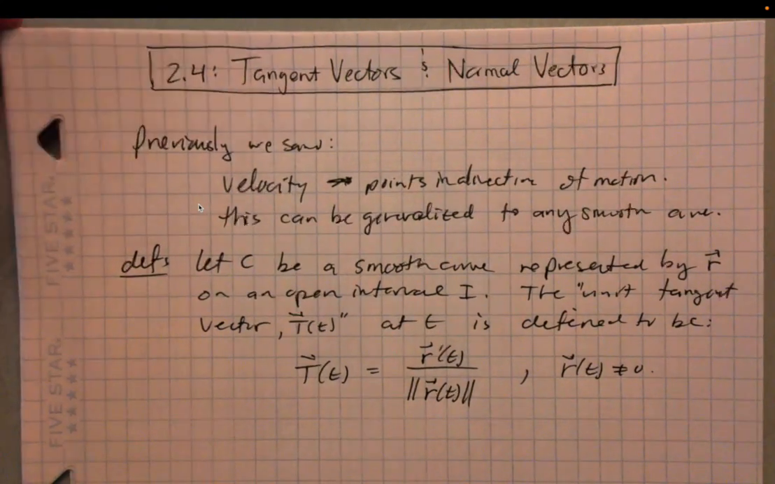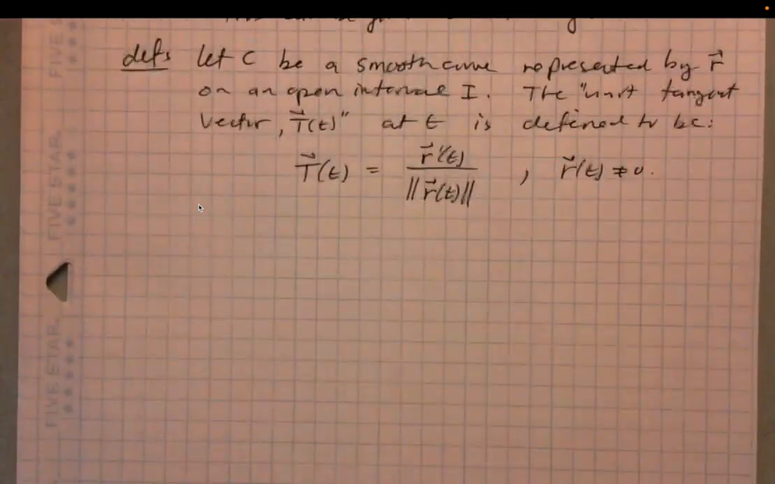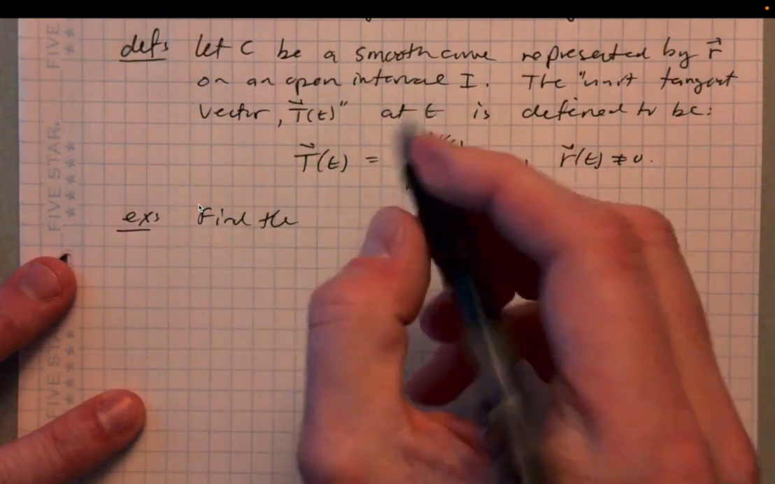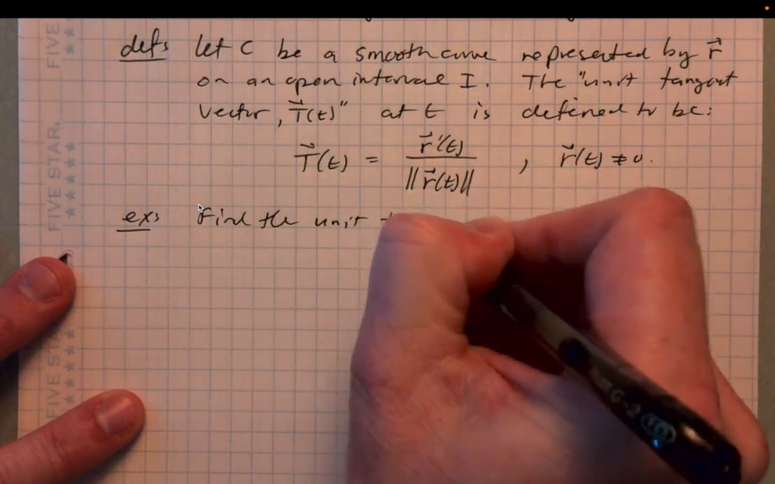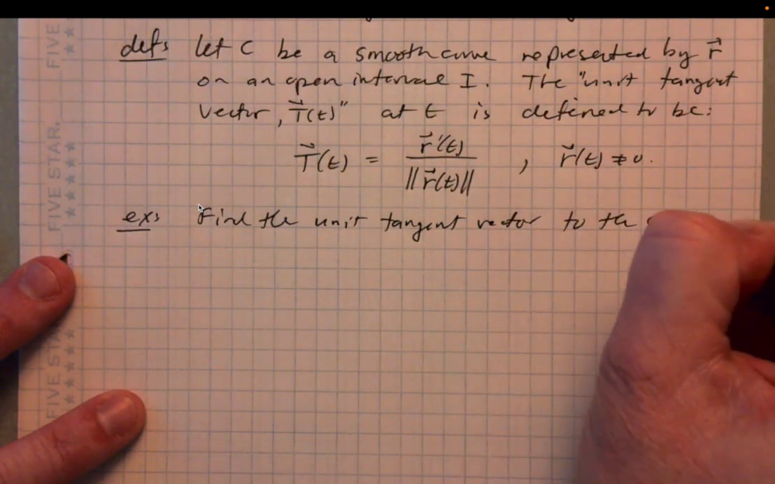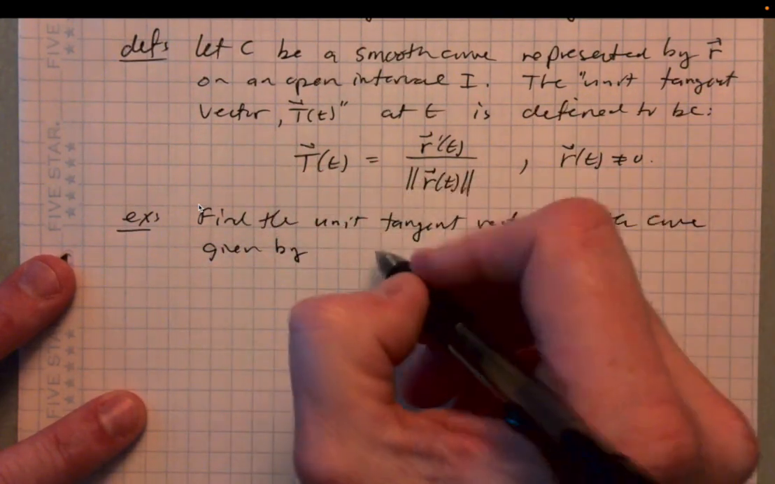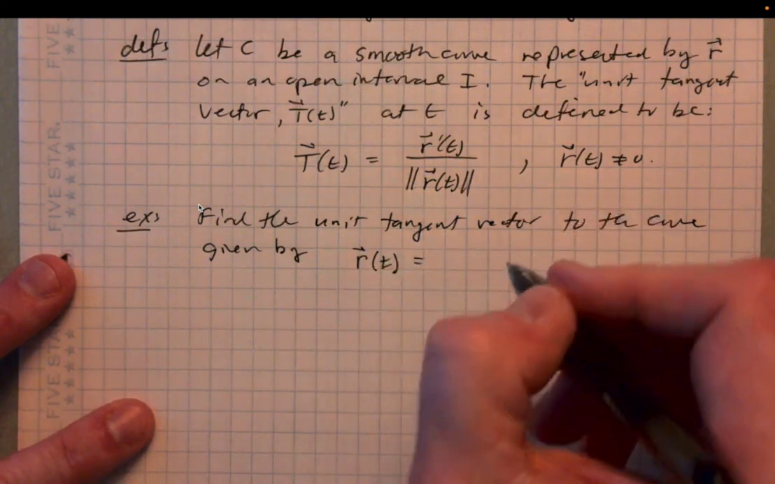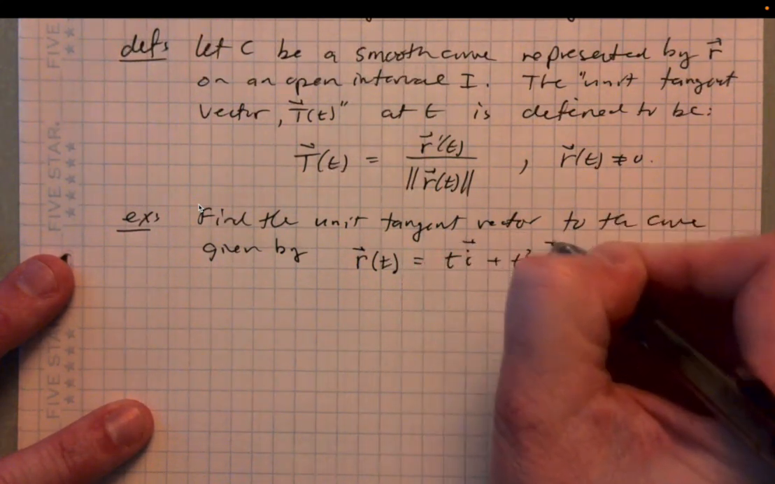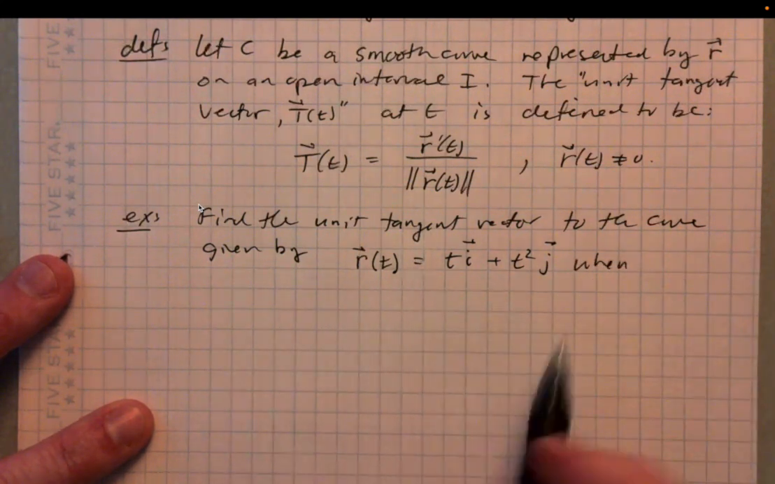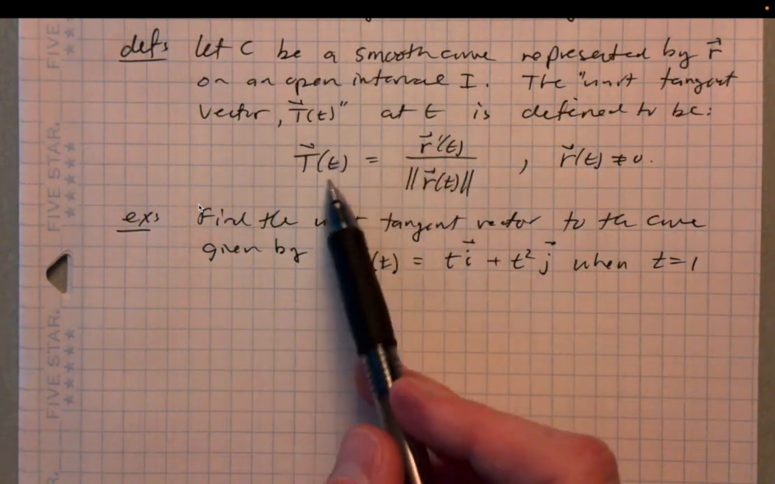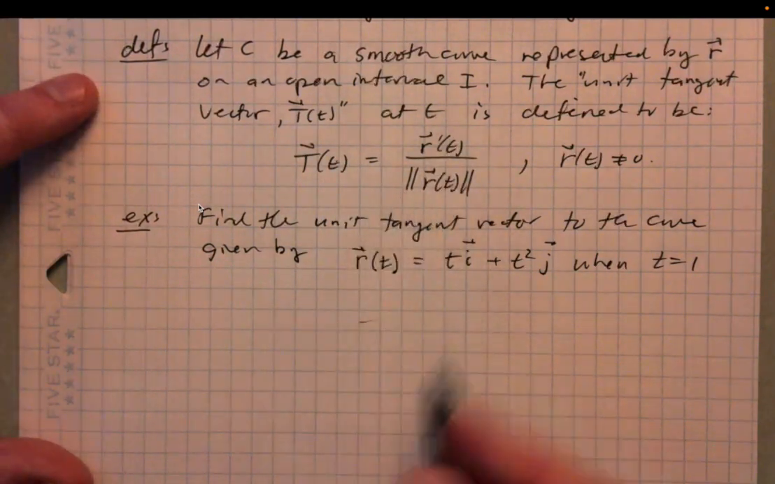Let's do an example. Let's find the unit tangent vector to the curve given by the vector valued function R of t equals t i plus t squared j. Specifically, we're interested in the unit tangent vector when t is equal to 1. We're looking for this guy here, so we're going to need the derivative. We'll first start by calculating the derivative.